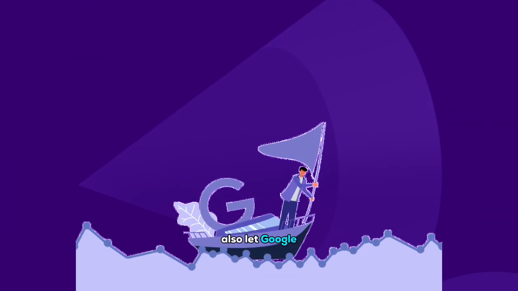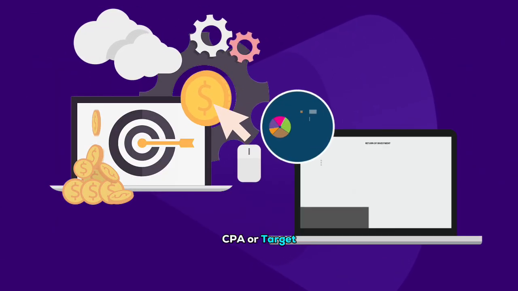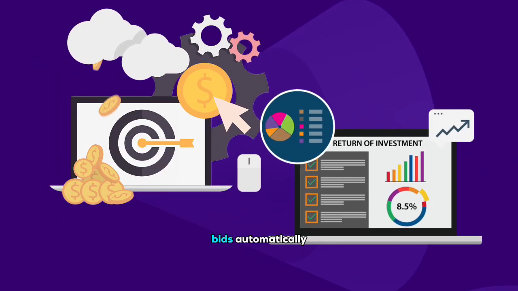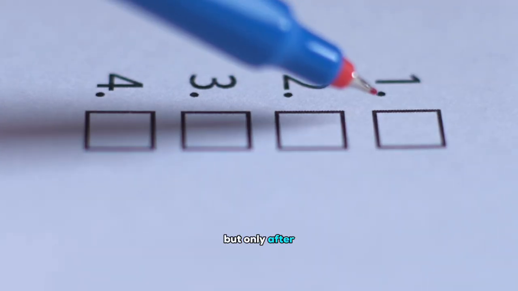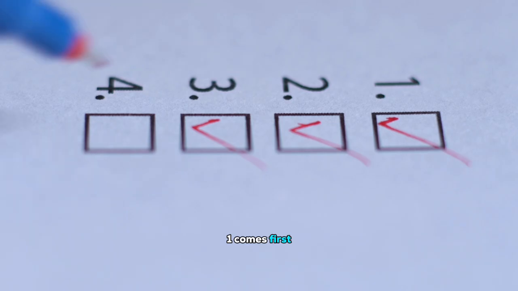Also, let Google's smart bidding help you. Strategies like Target CPA or Target ROAS can optimize bids automatically, but only after you've set up proper tracking. That's why step 1 comes first.